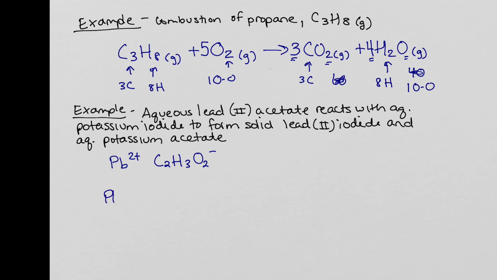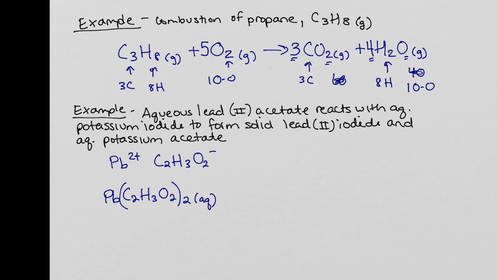So I would have a chemical formula of Pb(C2H3O2), but I would need 2 of that entire thing. So it says this reacts, and it says this is aqueous. So I need to include my state of matter, aq, which means it's dissolved in water.